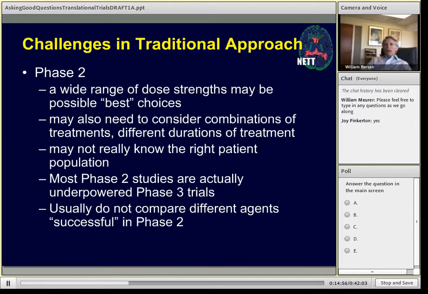So what are some of the challenges? Sometimes in phase 2, a wide range of dose strengths may be possible best choices. And I'll use the TPA stroke studies as a great example, because I was involved in the TPA pilot study where we were looking at a dose escalation of doses of TPA in stroke. What we were able to show is that we got to a dose that was high that we knew was dangerous, above about 0.9 milligrams per kilogram. But we really had no idea what dose was the most effective in terms of reperfusing arteries.